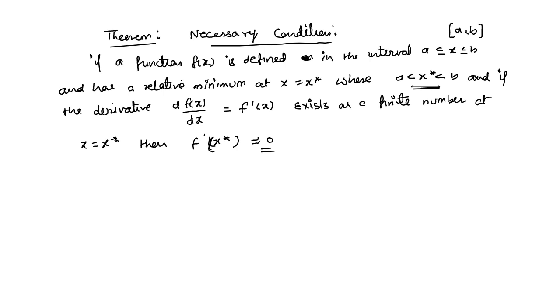So if the derivative of function f(x) with respect to x, which we write as f dash x, exists as a finite number at x equal to x star, then we can say that the derivative at x equal to x star is equal to 0. So we have to prove this theorem.